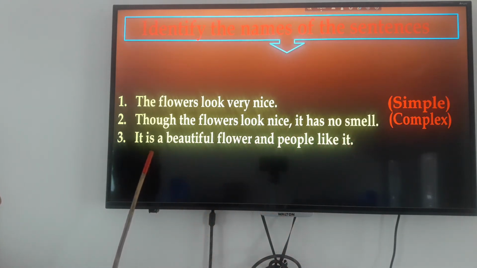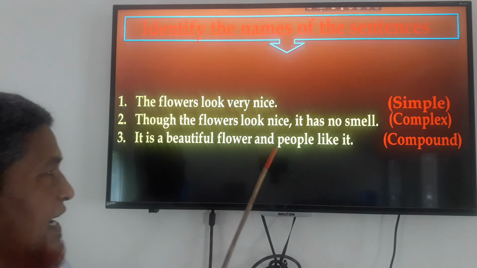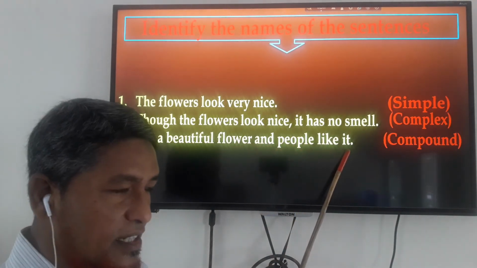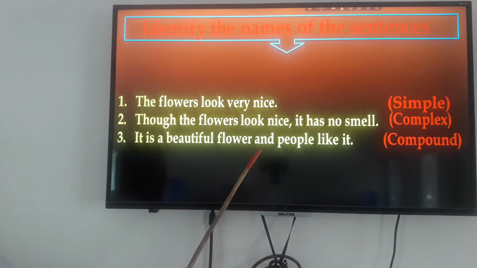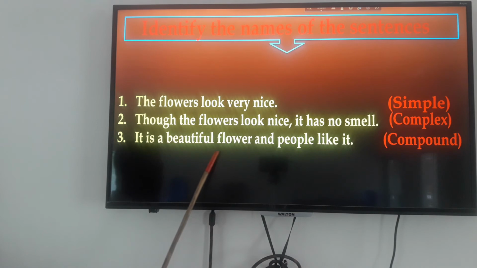And in the third position is a compound sentence. It is a beautiful flower and people like it. In the middle of the sentence there is and. It is a coordinating conjunction, and on both sides of the and there are two principal clauses. Okay, and they are fully independent. That's why it is a compound sentence.